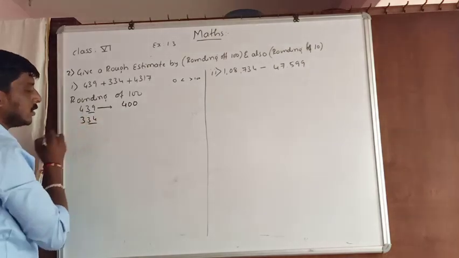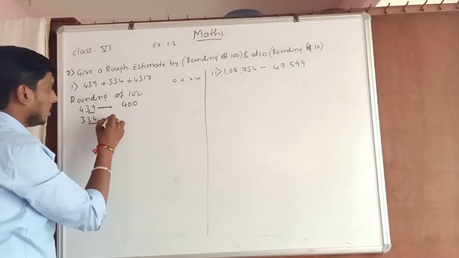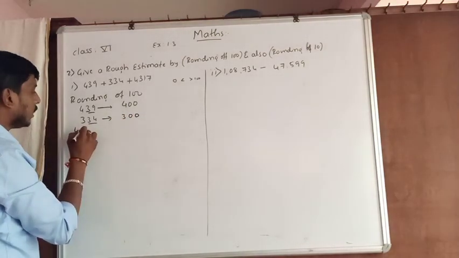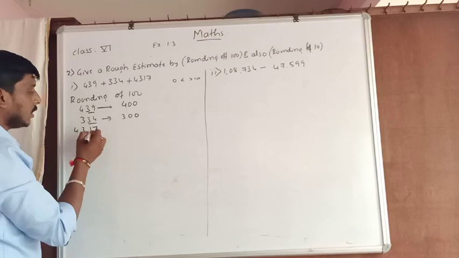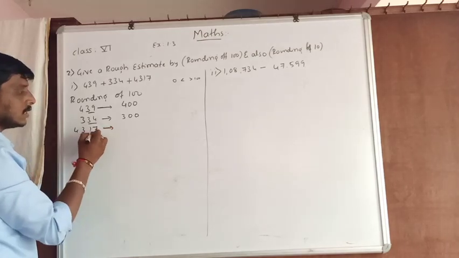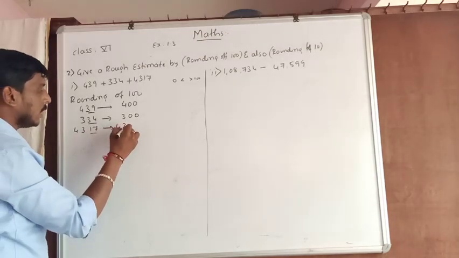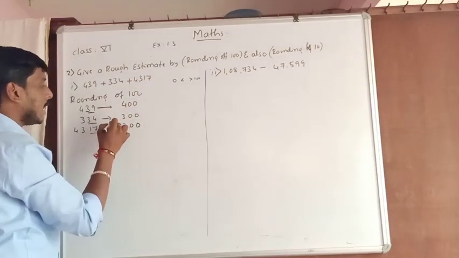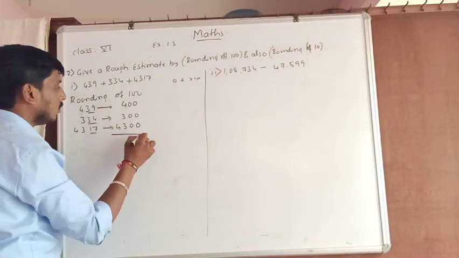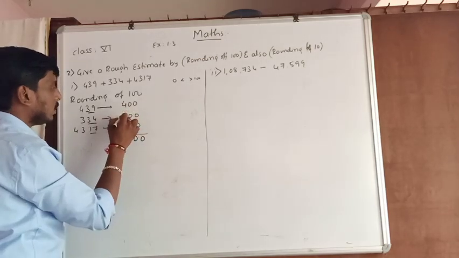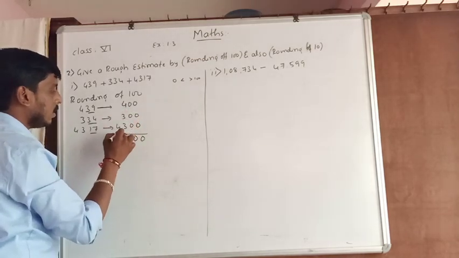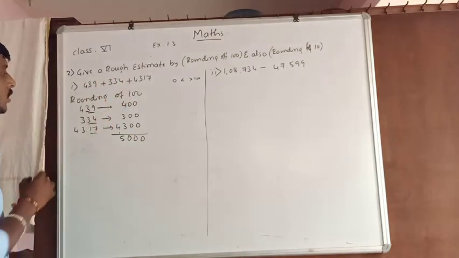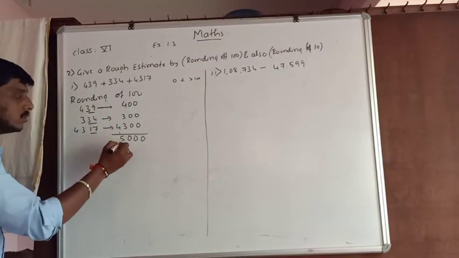334 is also less than 50, so it is 300. Next, 4317. It is also less than 50, 17 is less than 50. It is 4300 only. Between them which sign is there? Plus is there. So just add up all the numbers. 0, 0. 4 plus 3, 7. 7 plus 3, 10. 1 carry, 5000. So the estimated calculation is 5000.